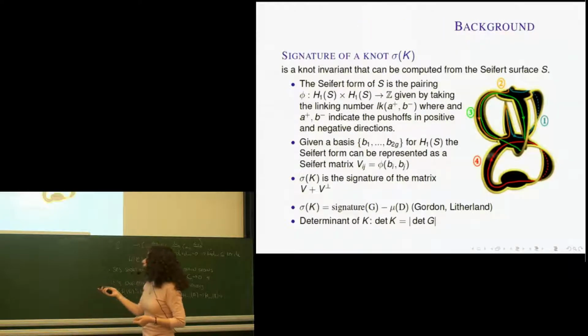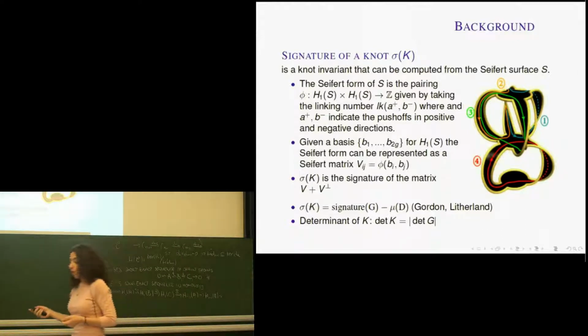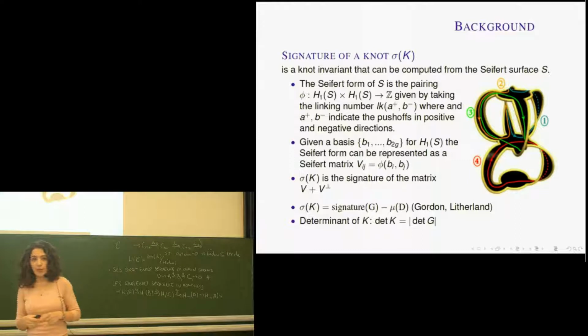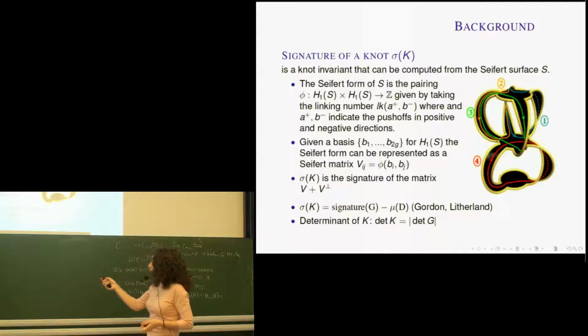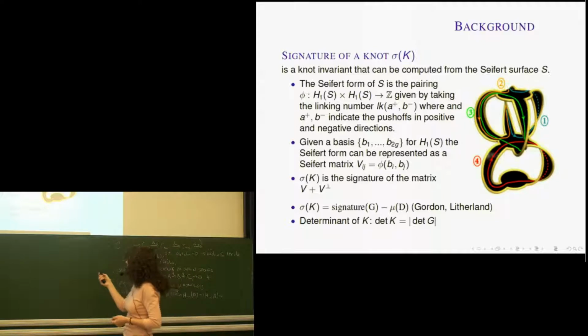Okay, so here are 2 background slides. In case you don't know what the signature of a knot is, this is going to be a very, very crash course. It is a knot invariant. It is a number, and it is computed from a certain Seifert surface, a surface that has the knot in its boundary. Okay? And here's my example.